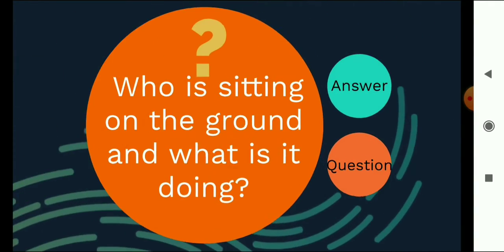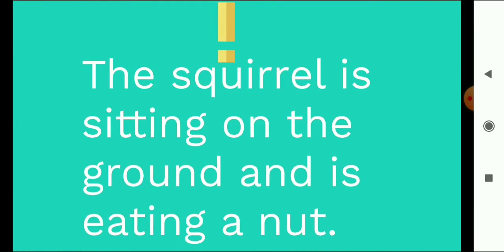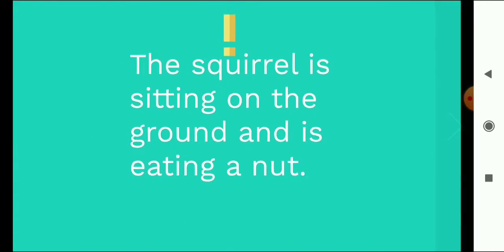Next up, let's see some questions about the poem. Who is sitting on the ground and what is it doing? You should be able to answer this. Who is sitting on the ground? Correct. The squirrel is sitting on the ground, and what is it doing? It's eating a nut. The squirrel is sitting on the ground and is eating a nut. Here is the answer. Let's move on to the second question.